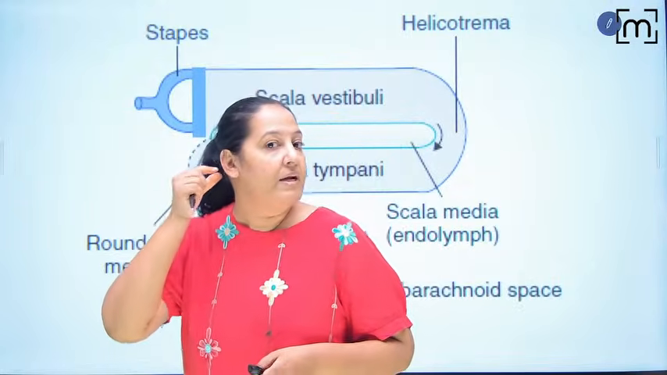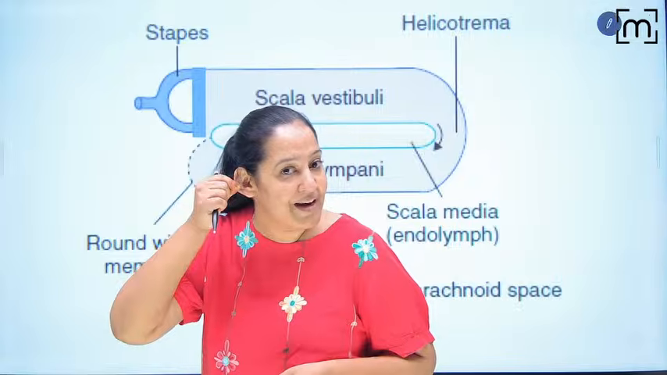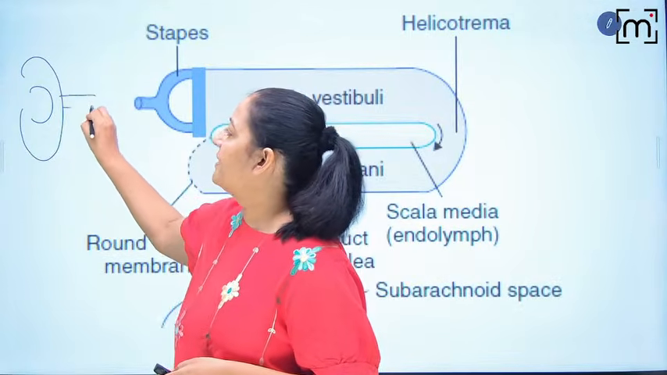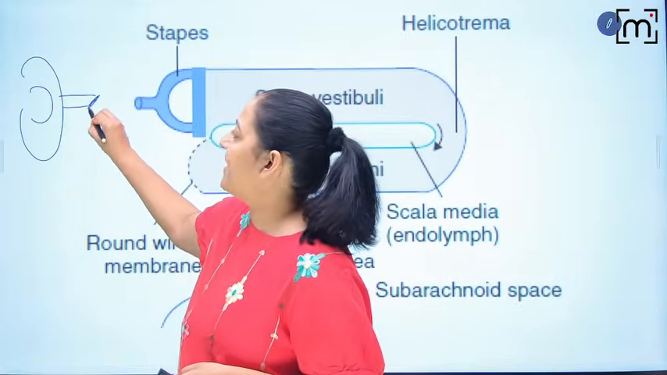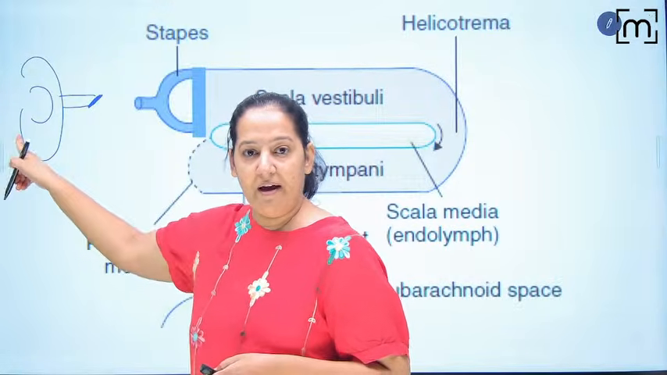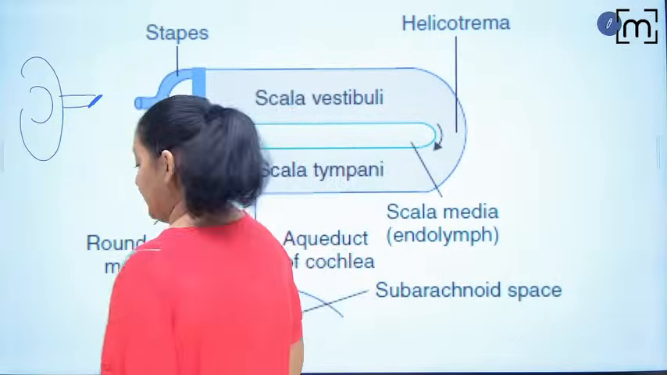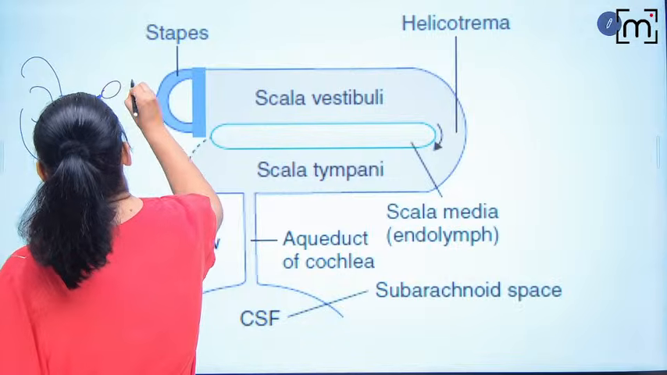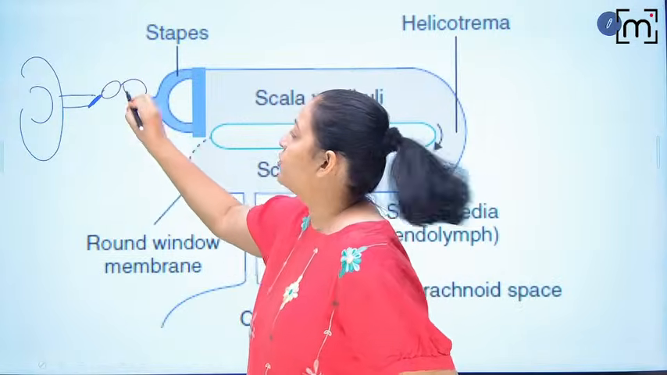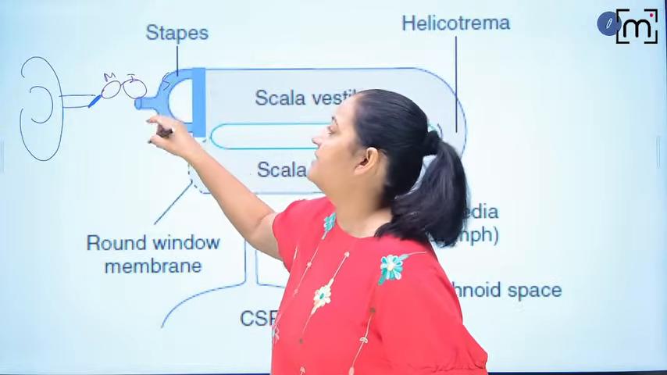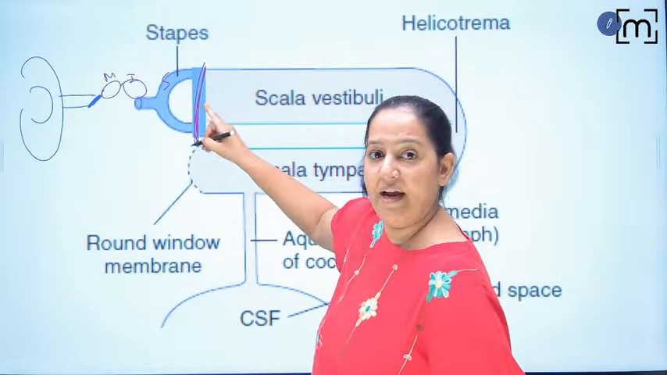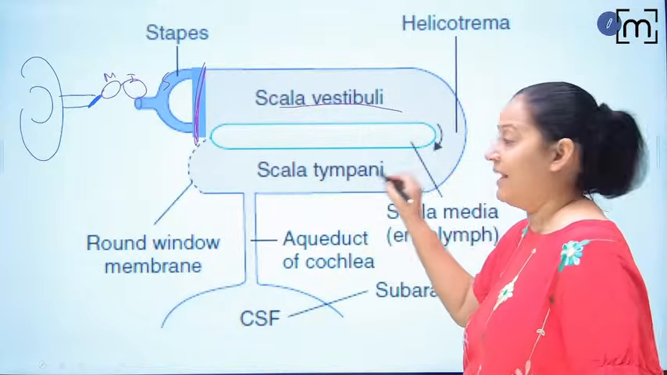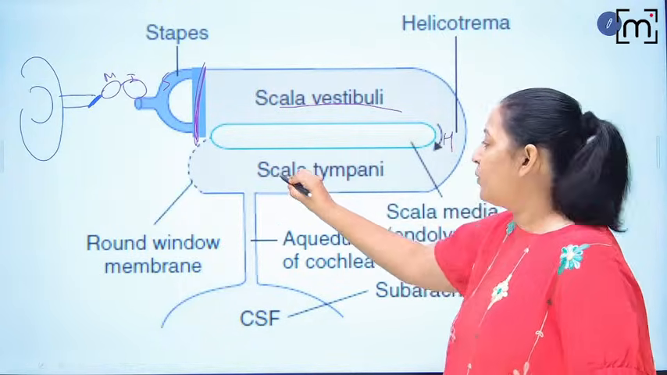Okay, again say from the beginning. The sound is collected by pinna. From pinna, it will go to EAC. From EAC, it will go to the tympanic membrane. Pinna, EAC, tympanic membrane. From the tympanic membrane, it will go to MIS. In the middle ear, this is M, this is I, and this is S. The foot plate of the Stapes passes it to scala vestibuli. Scala vestibuli is connected with scala tympani at the helicotrema. This is the helicotrema. It is going to scala tympani.